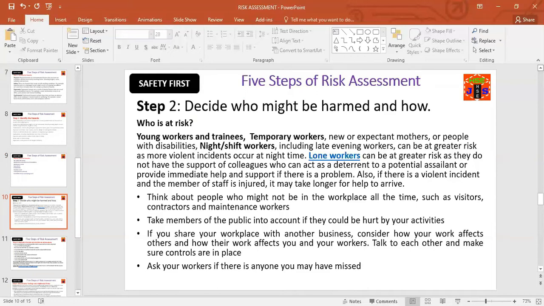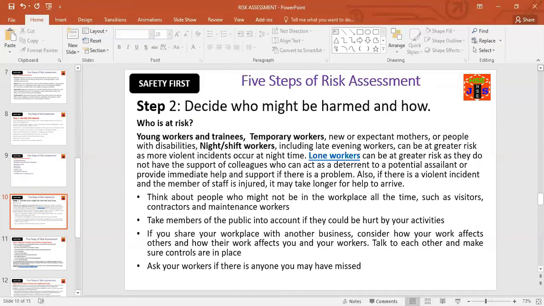Lone workers can be at greater risk as they do not have the support of colleagues who can act as a deterrent to a potential assailant or provide immediate help and support if there is a problem. Also, if there is a violent incident and the member of staff is injured, it may take longer for help to arrive.